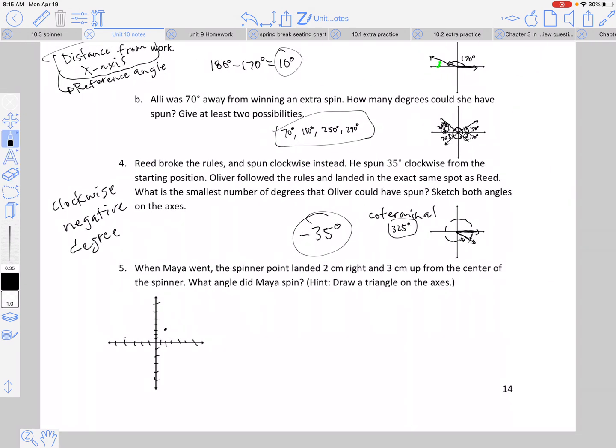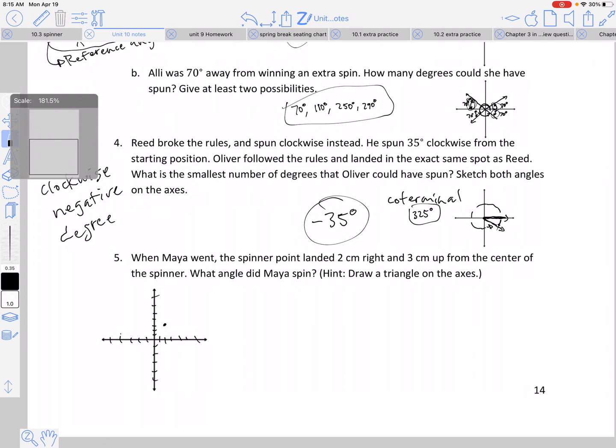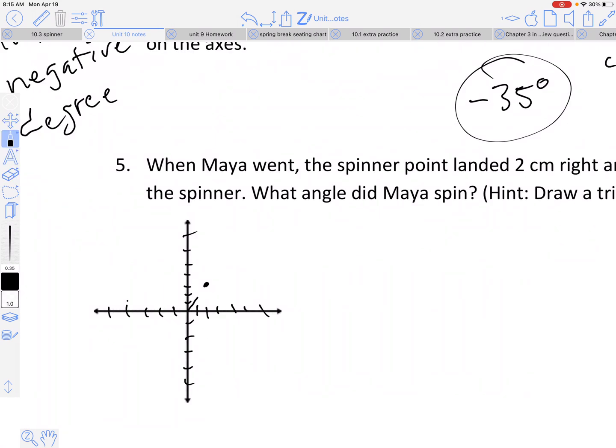what angle did she spin? There's where she spun, here's her initial side, terminal side, how far did she spin? Well, who the heck knows, right? But it gives us a hint. It says draw a triangle. So we know this is 2 long and 3 long. We know it's a 90-degree angle because we went over and up, and we know it has to be perpendicular. So we have a little triangle right here.